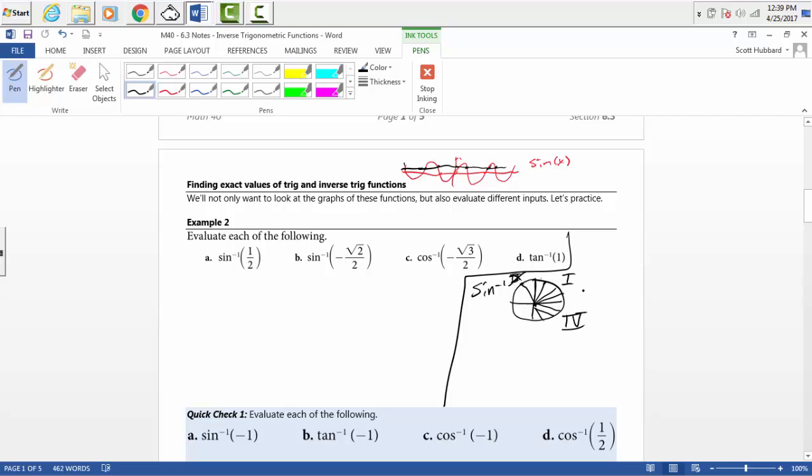So for sine inverse, I'm going to exist in quadrants 1 and 4. So for sine inverse, I'm going to restrict it to negative pi over 2 and pi over 2.